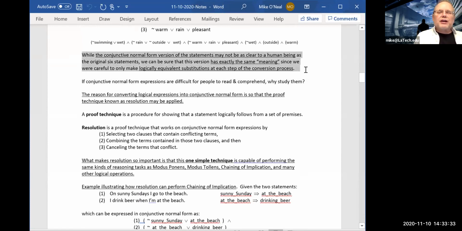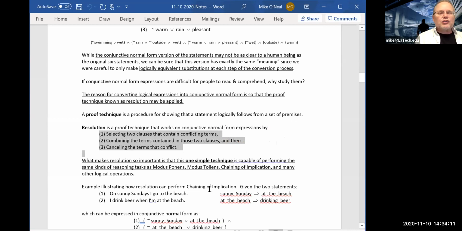So what I've just been saying is what I have here in my notes. Okay. So why are we doing this? Well, I already said earlier, we're doing it so that we can use resolution. Resolution is a proof technique that subsumes modus ponens, modus tollens, and chaining of implication. Anything that you can reason with these 3 things, you can reason with resolution. So how does resolution work? It consists of 3 steps.